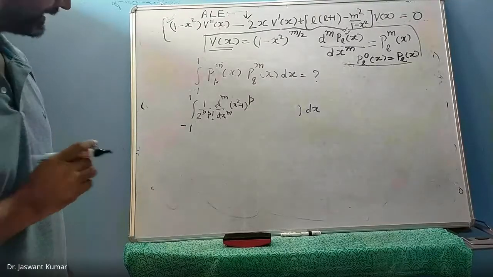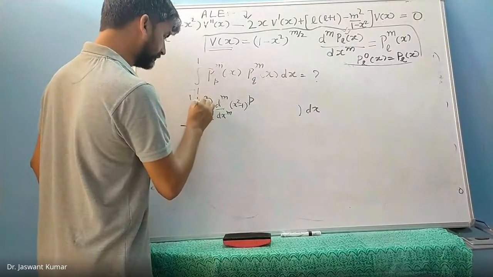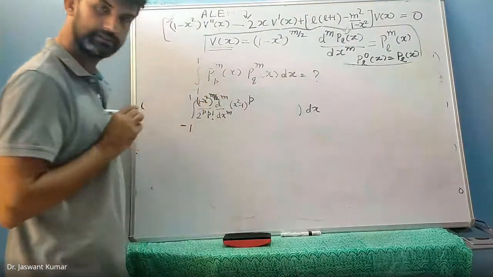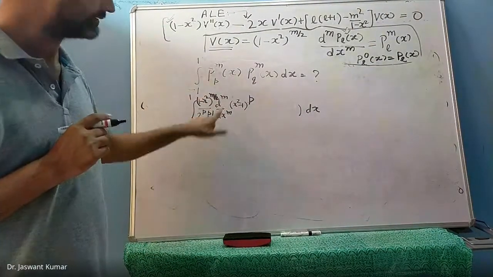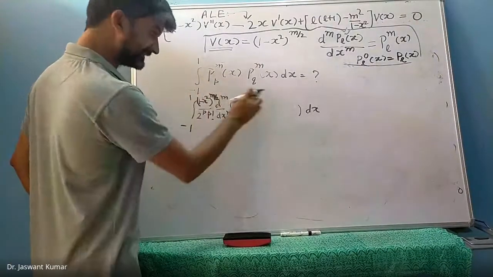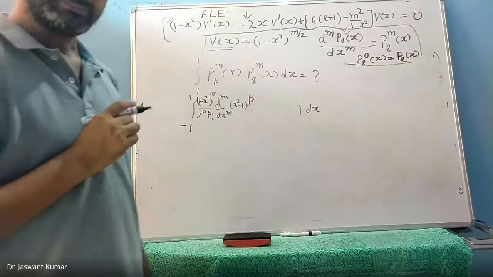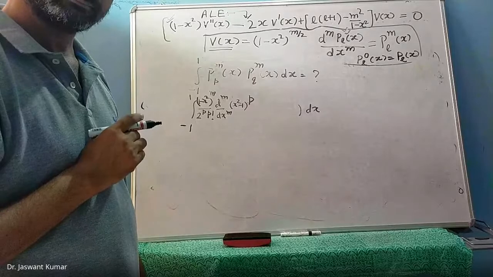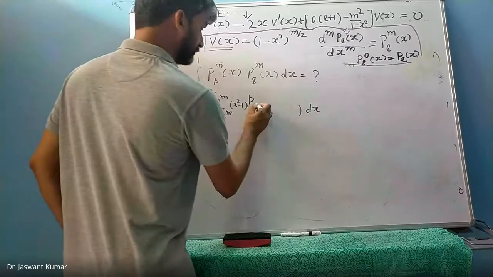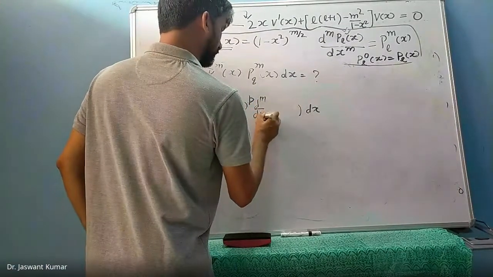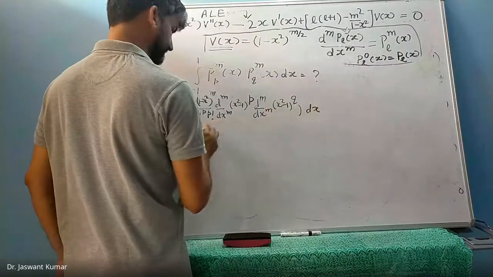And no, there is one more thing: 1 minus x square to the power m by 2. This gets converted to this. What about this? This gets converted to 1 minus x square to the power m by 2. So that combines and gives you a power 1 minus x square to the power m. So 1 minus x square to the power m, d^m by dx^m of x square minus 1 to the power p, into d^m by dx^m of x square minus 1 to the power q, dx.